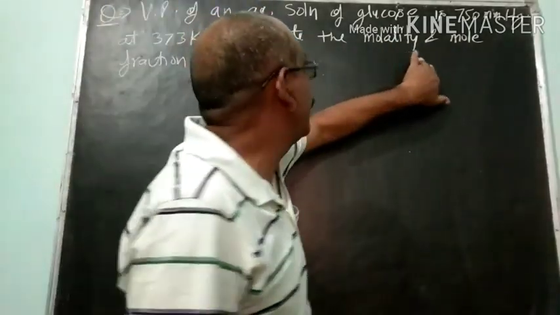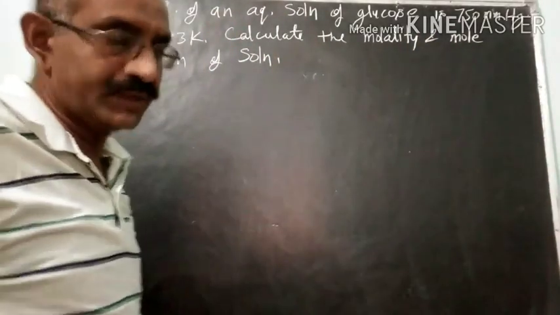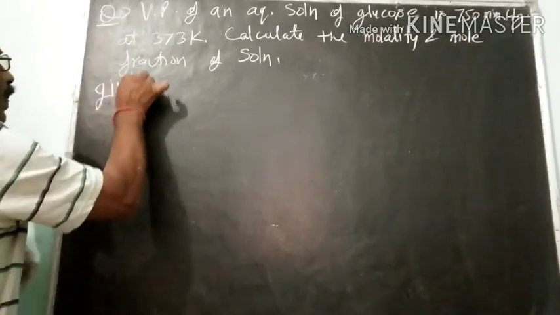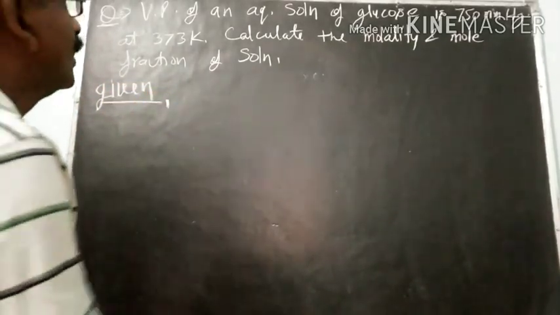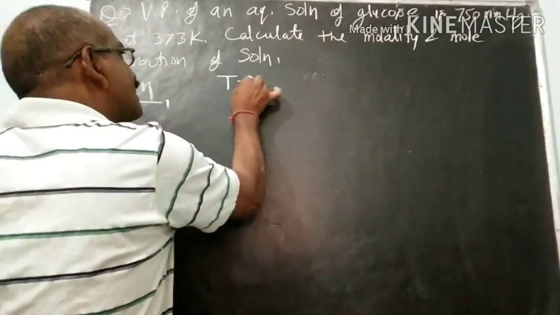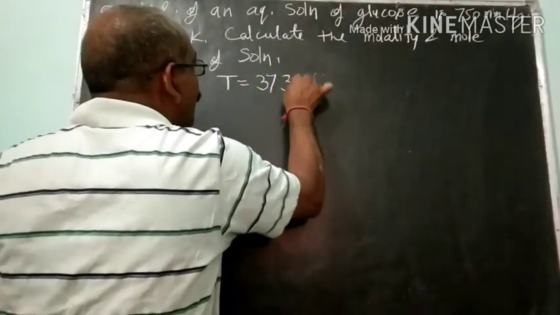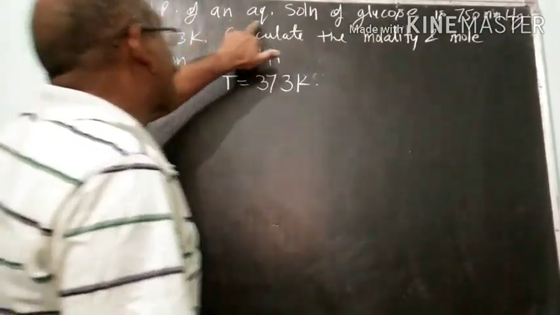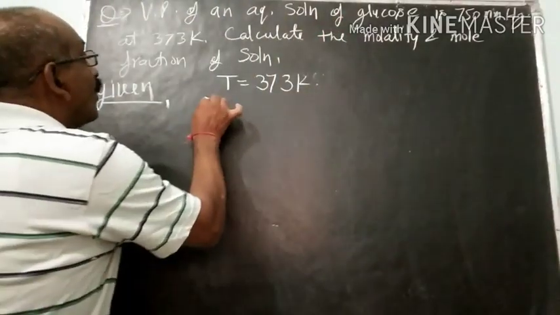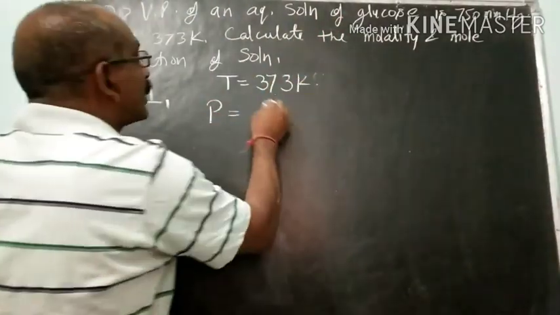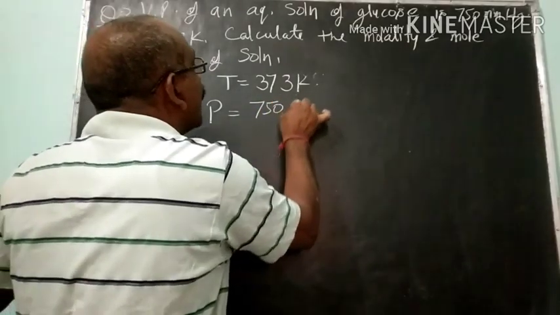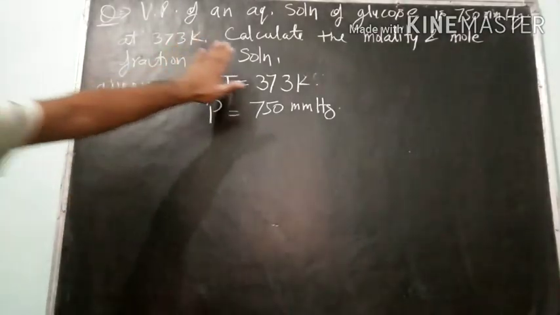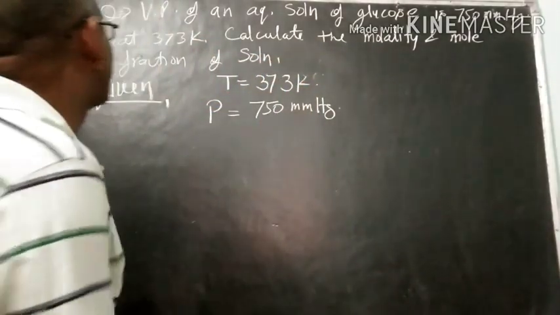The next question is: vapor pressure of an aqueous solution of glucose is 750 mmHg at 373 Kelvin. Calculate the molality and mole fraction of the solution. Okay, now again we will make a table. What is given to us? Firstly, temperature is given, which is constant, and it is 373 Kelvin. Now vapor pressure of an aqueous solution means vapor pressure of solution is given to us. It is 750 mm of Hg.